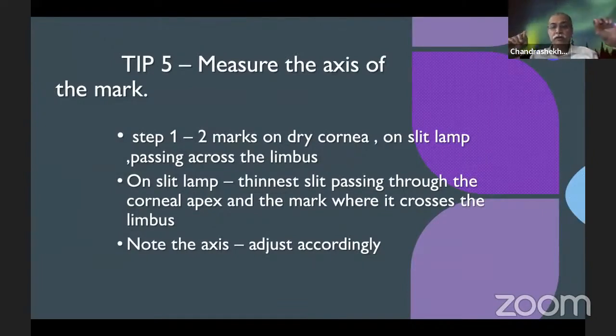So you draw a narrow slit which is passing through the center of the cornea, the corneal apex, and the point where the mark is crossing the limbus at its midpoint. And that is the axis of the mark, and you measure it.